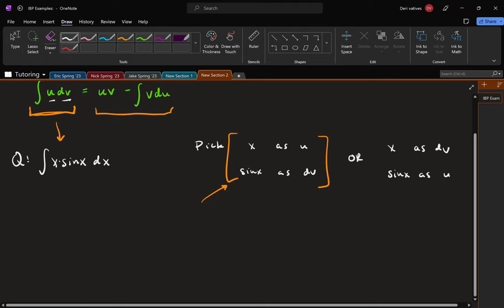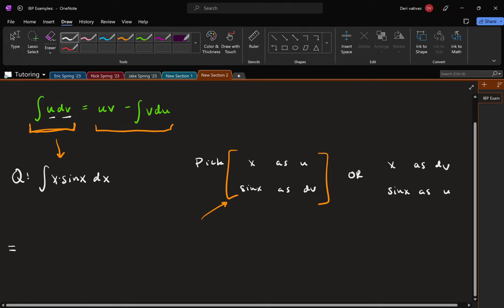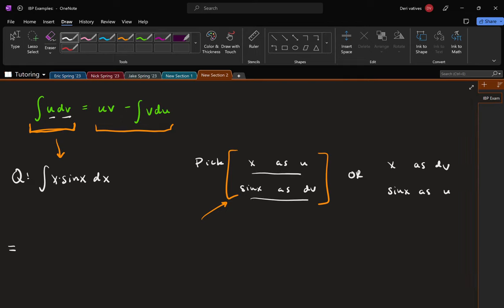So what does integration by parts say? x is u and sine x is dv. If x is u, that's my u. And now I need a v. If I have dv, remember that's a derivative. I have to find an antiderivative to find v. So minus cosine x will be v.